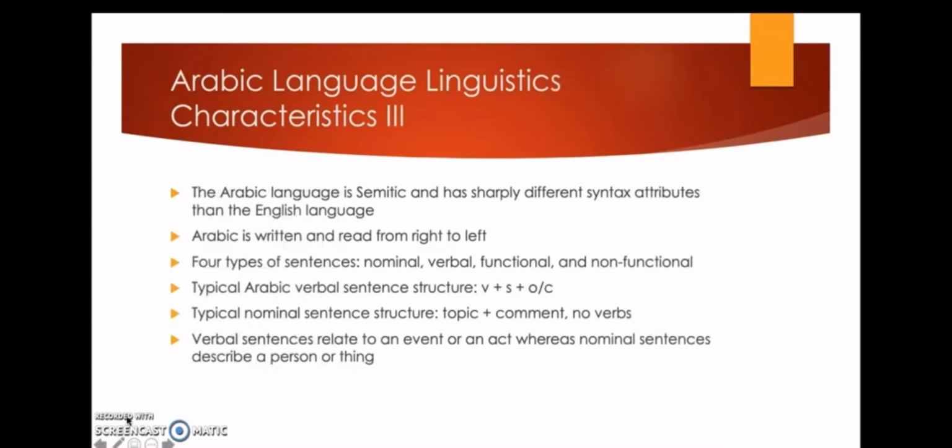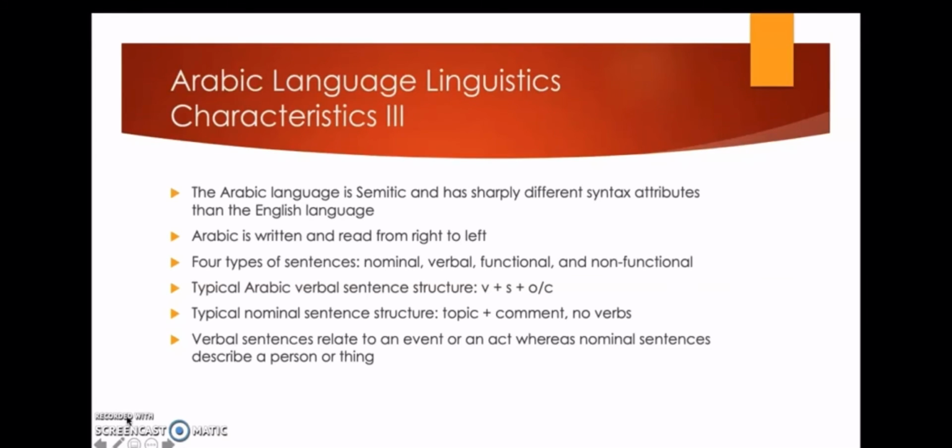Another linguistic characteristic of the Arabic language is that it is a Semitic language and has a sharply different syntax than the English language. Arabic is written and read from right to left. The language has 4 sentence types, verbal and nominal, which are the 2 main types, and then functional and non-functional, as compared to English, which only has verbal sentences. Though there are sometimes variations, the typical Arabic verbal sentence structure is verb plus subject plus object.